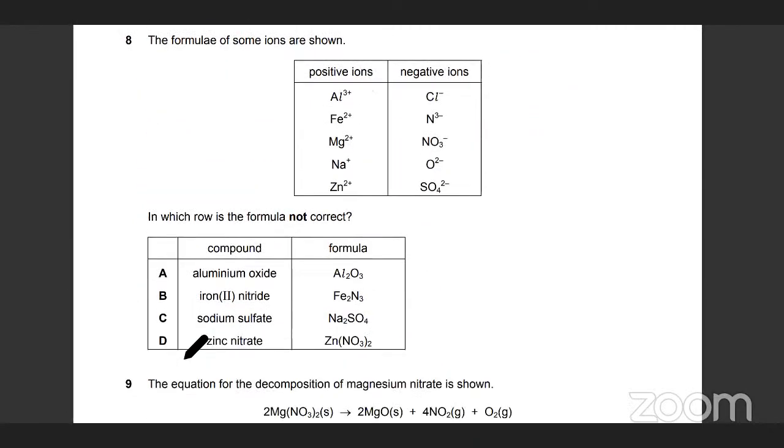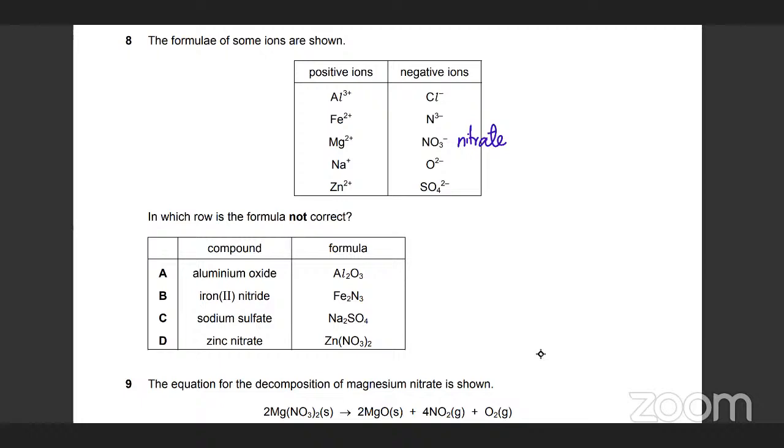The formulae of some ions are shown. In which row is the formula not correct? So the charges, etc., are given. Is aluminium oxide? Is this the correct formula? Yes. Iron 2 nitride. So which one is nitride over here? This one, this one. This one, NO3. No, this one. No. Remember this. This one is nitrate. Yeah, it's nitrate.